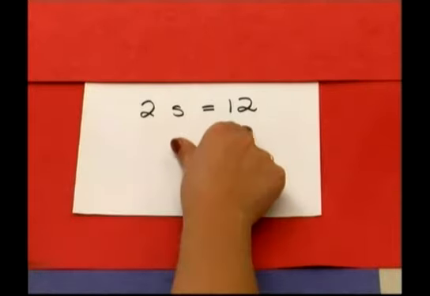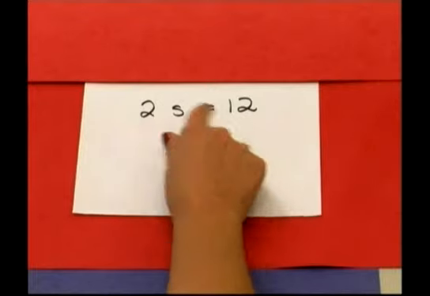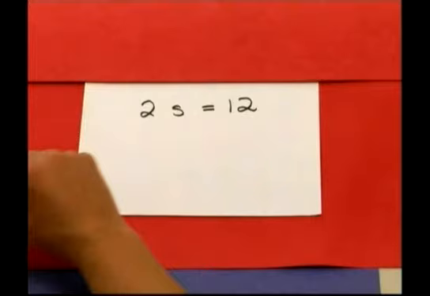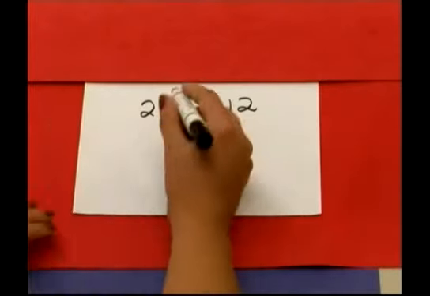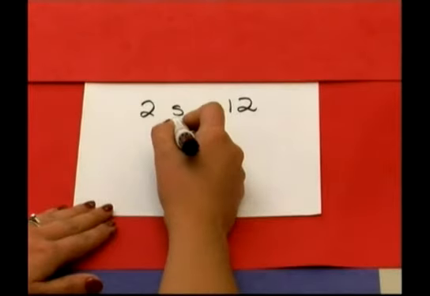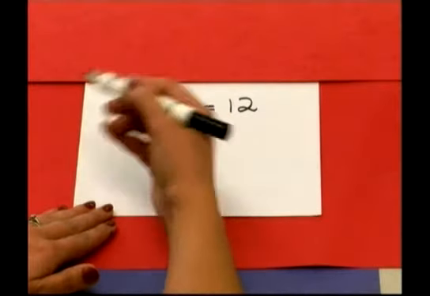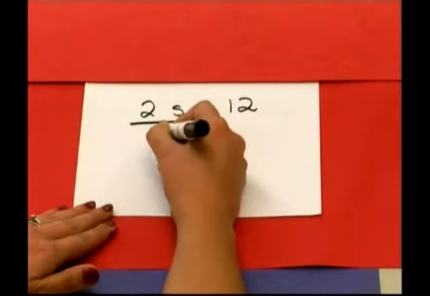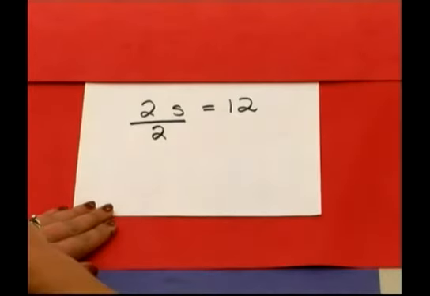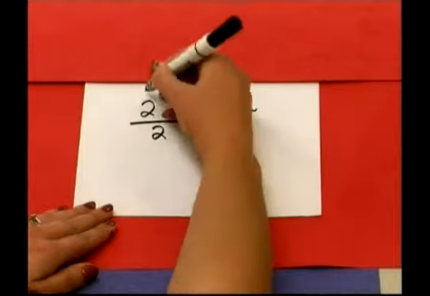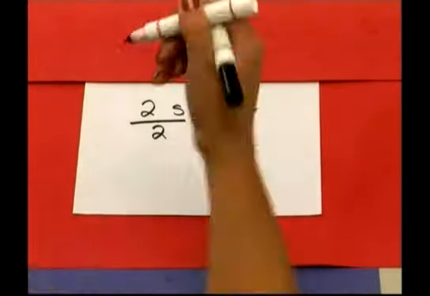2 times s equals 12. So you can think about it and go, what number times 2 equals 12? You can also solve it algebraically. Here we're multiplying. We need to do the inverse operation, which is the opposite of multiplying: dividing. And we're doing this to isolate the variable. Now what happens when I have 2 divided by 2? It turns into the number 1.